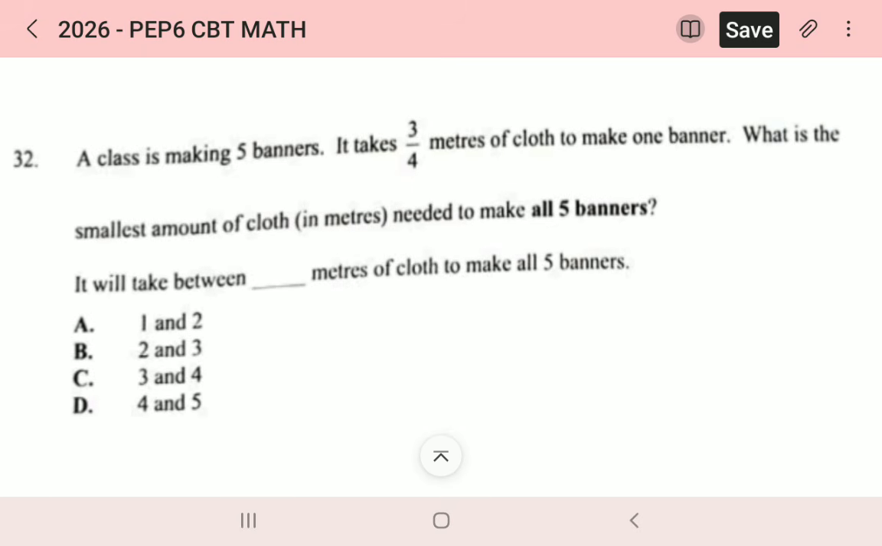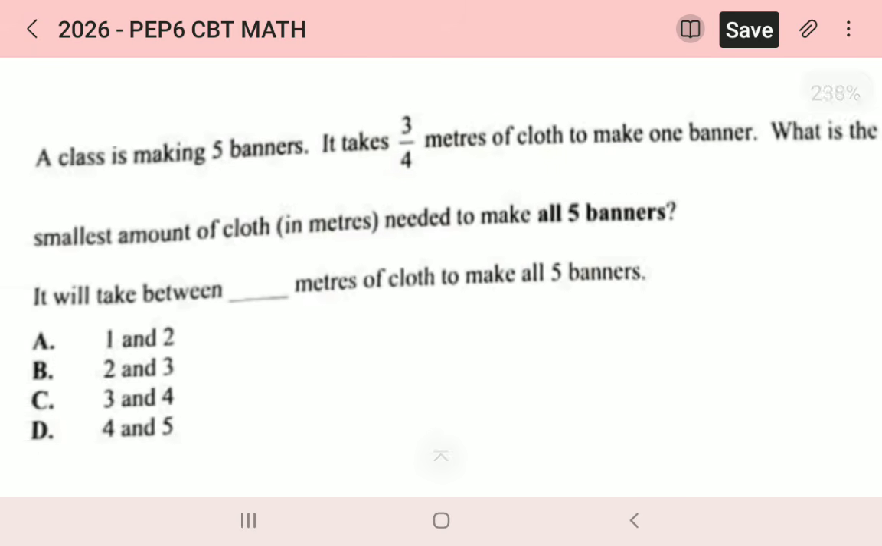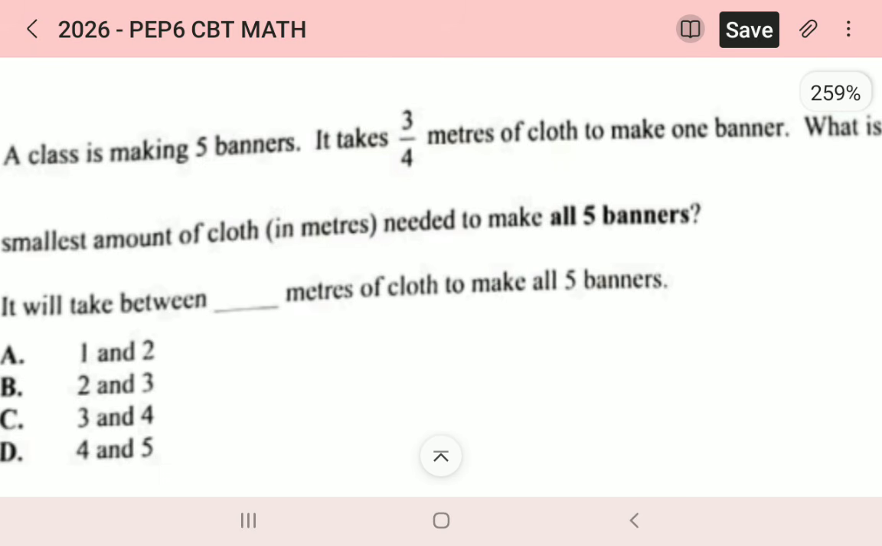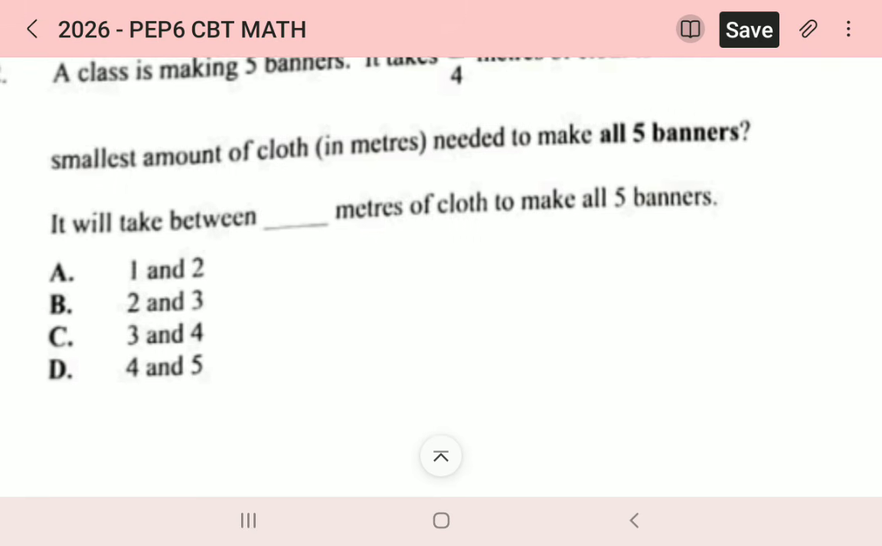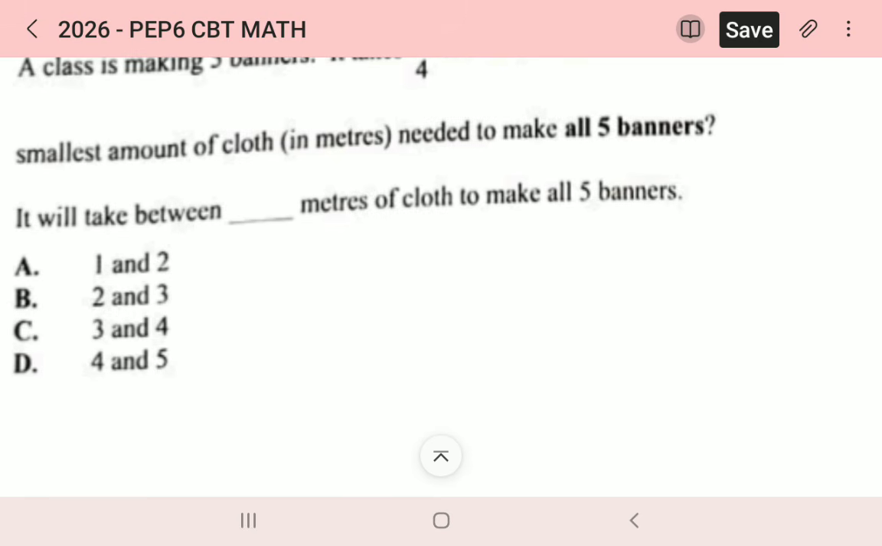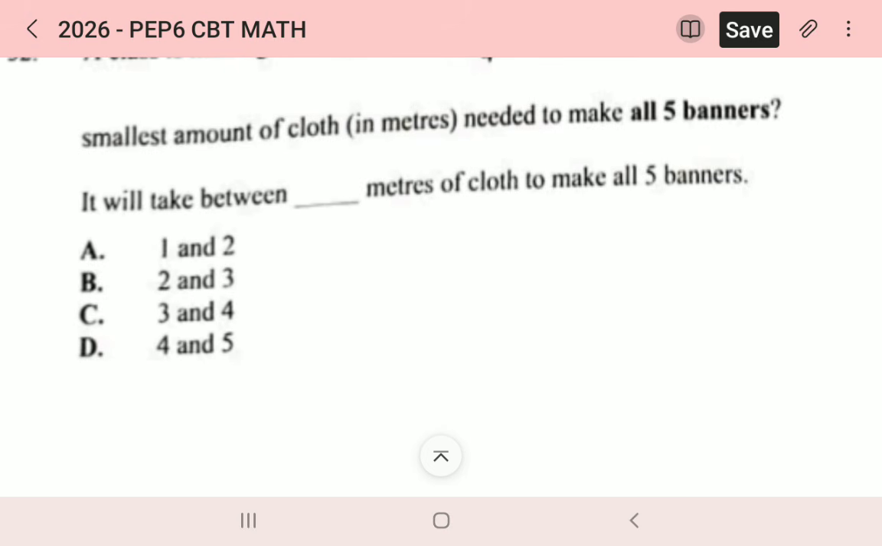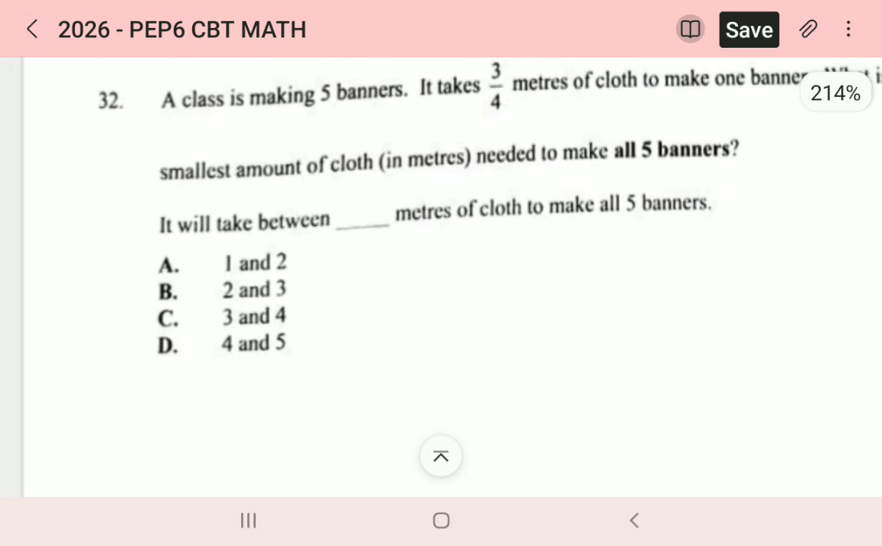Alright, a class is making 5 banners. It takes 3/4 meters of cloth to make 1 banner. What is the smallest amount of cloth in meters now that is needed to make all 5 banners? So 3/4 will make 1, so it's 5 times 3/4. 5 times 3/4 will tell you how much material they're going to need, what amount of cloth they'll need to make all 5 banners.